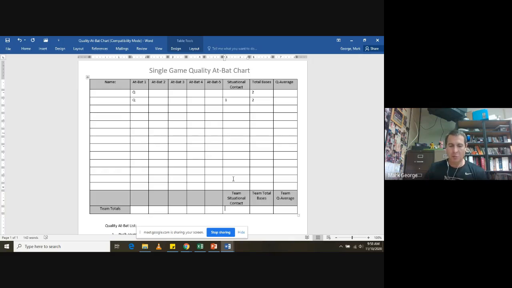So if you take on base percentage and you take slugging percentage and you put those 2 things together, you get what is called an OPS, which is on base plus slugging percentage. And that particular player is really, really productive. They get on base all the time and they slug all the time.